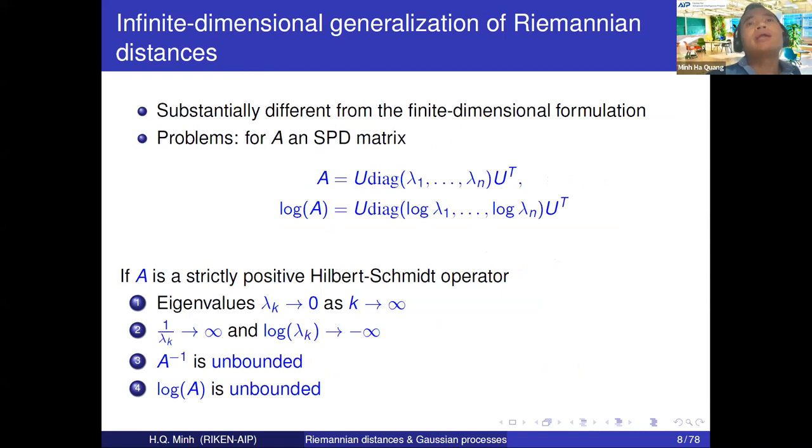And why? Because for an SPD matrix, log A here is the principal logarithm of the matrix. If the spectral decomposition of A is written in this form, then to compute the log of A we just compute the log of the eigenvalues and multiply by this matrix U, which consists of the orthonormal eigenvectors. Now, if A is an infinite-dimensional positive operator, a covariance operator for example, then it is a Hilbert-Schmidt operator, so it has infinitely many eigenvalues. The eigenvalues lambda k will go to zero as k goes to infinity. So then 1 over lambda k will go to infinity, and log of lambda k will go to negative infinity.